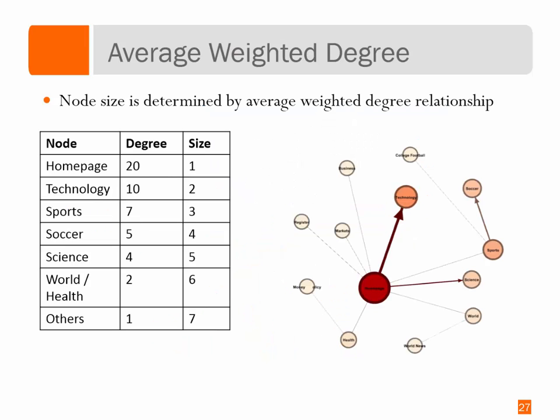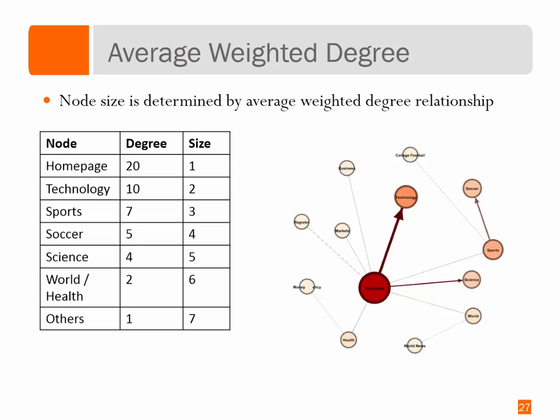Now let's take a look at the average weighted degree in use. Here our node size is determined by the average weighted degree relationship. With the homepage here, the number of weighted relationships that we have for the homepage is 20. The way that we get there is not the same way we did last time. Last time, we just counted the number of relationships going clockwise. So our number of relationships here would be 1, 2, 3, 4, 5, 6, 7, 8.